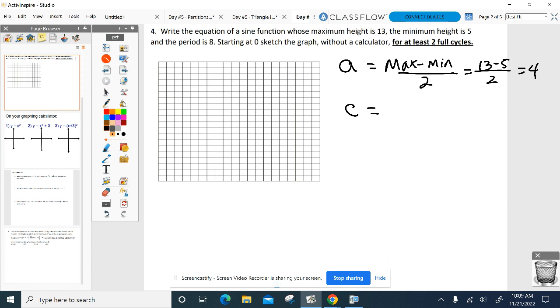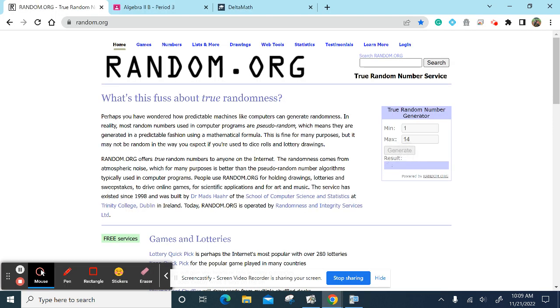The A value stands for amplitude. That's the number that's going to go out in front. How do you find the C value?